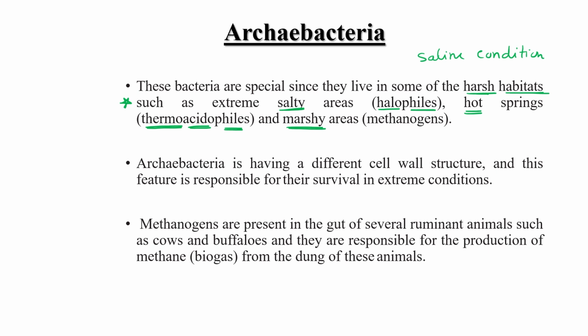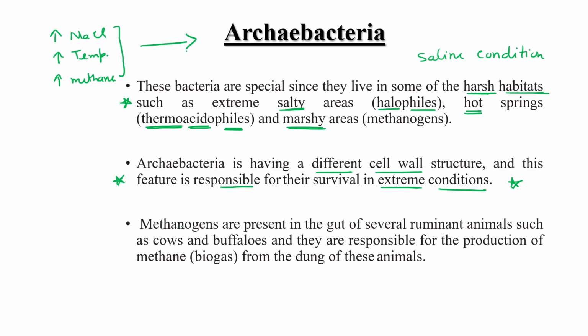Okay, so all these types of bacteria which are able to survive under harsh conditions like high salt, high temperature, high methane, they all come under the archaebacteria category. Why? Because archaebacteria have a different type of cell wall, and this different cell wall feature is responsible for their survival in extreme conditions. Because of this cell wall, they can resist extreme conditions.